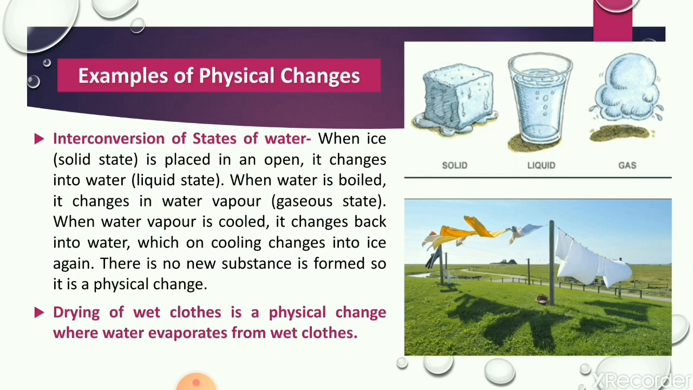Next one is drying of wet clothes. So drying of wet clothes is also a physical change where, first of all, in wet clothes, in between the fibers of clothes, water is present in liquid state. When we keep the wet clothes in the sunlight, then because of the heat of sunlight, that liquid water is evaporated into water vapor form. And as we know, as it goes into the atmosphere and cools down, the water vapor again changes into liquid water form. So here also no new substances are formed, so this is also a physical change.